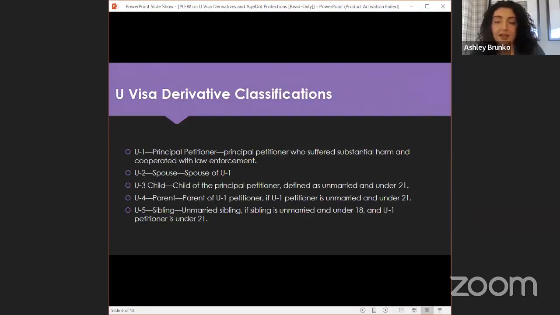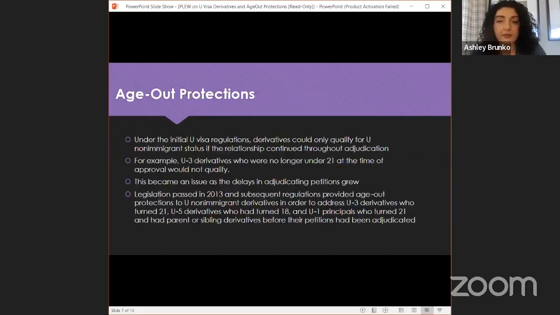Immigration law loves to use abbreviations and speak in numbers. So of course you already know they had to find a way to do that with the derivatives. This slide shows you the classifications of each type of U visa applicant. A U1 refers to the principal petitioner. If they add their spouse, that person is classified as a U2, and so on down the list.